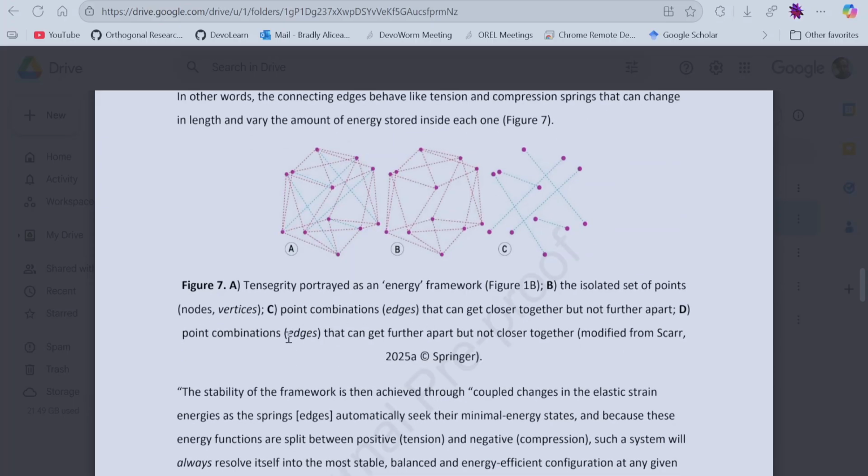Then they say point compression. Yeah, point combinations are edges that get further apart but not closer together, in tension. So they show that there's this structure that has two components. You have the isolated set of points, and then you have the point combinations. And that's kind of the way to model this.